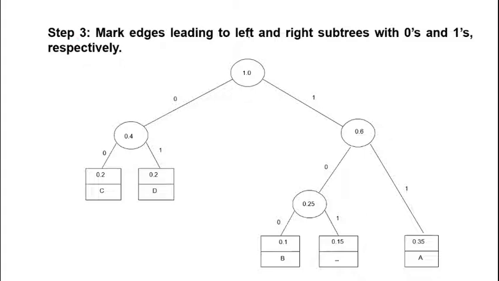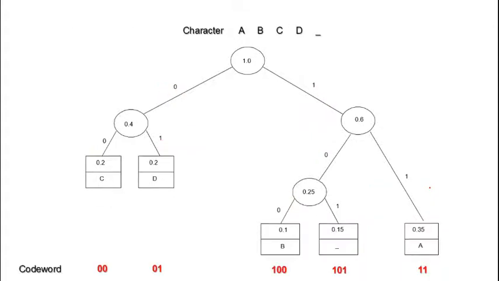Finally, step 3: mark the edges leading to the left and right subtrees with zeros and ones. The left is 0 and the right is 1. So we get 0 for the left, 1 for the right, and so on. Next we assign the code words. For A, based on the new arrangement, it is 1, 1. So we obtain the code word 11.